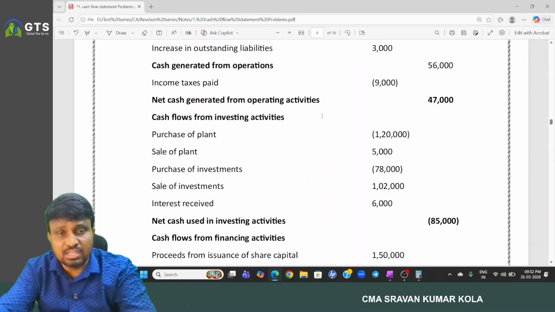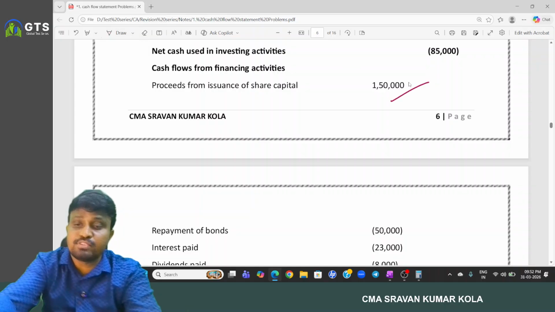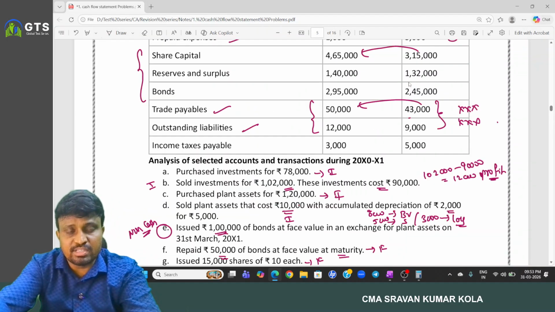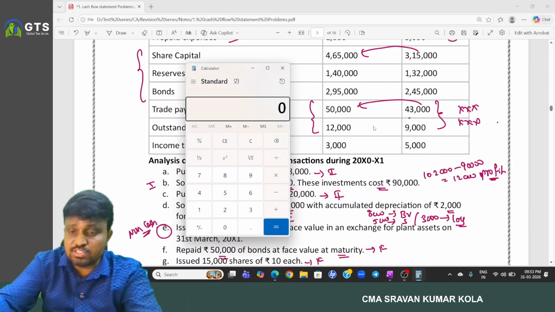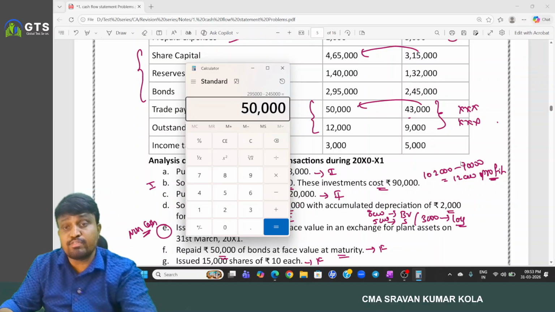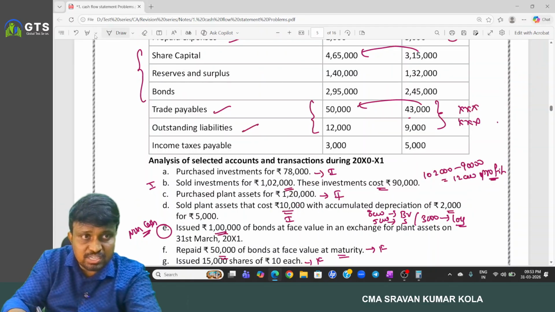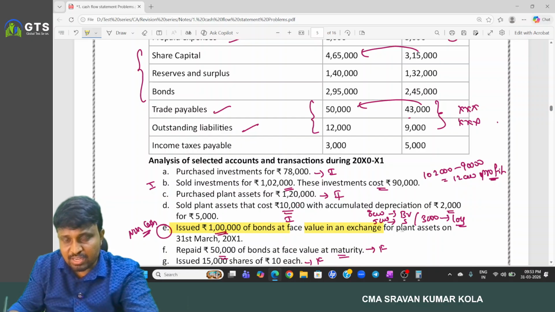Proceeds from issue of shares, 1,50,000. And one more point relates to the bonds. Bonds of how much? 2,95,000 minus 2,45,000, a 50,000 increase. But that 50,000 increase relates to what? The issue of 1 lakh bonds at face value in exchange for the plant and machinery.